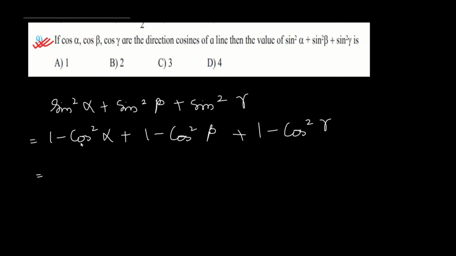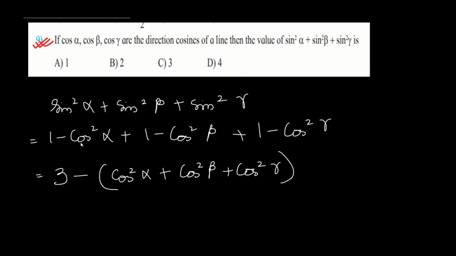Now 1 plus 1 plus 1 is 3. So 3 minus, putting a bracket over here, we get cos square alpha plus cos square beta plus cos square gamma. Now, since cos alpha, cos beta and cos gamma are the direction cosines of a line, you know that cos square alpha plus cos square beta plus cos square gamma is 1. That has been proved earlier. And therefore, we get 3 minus 1, which is 2. And therefore, 2 becomes the correct option over here.